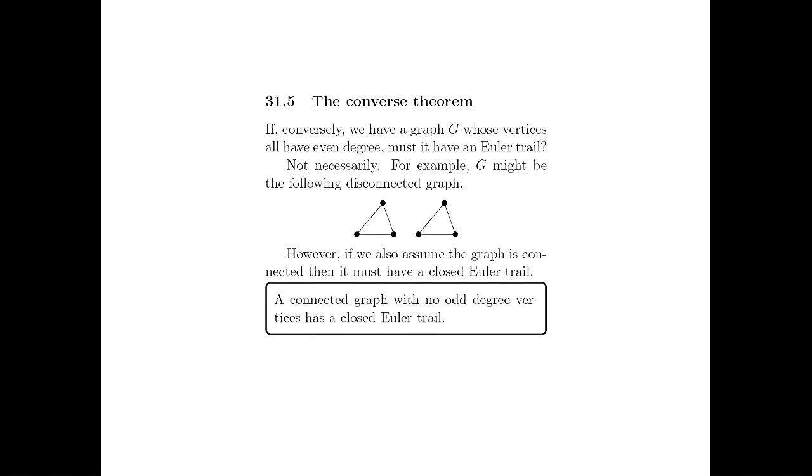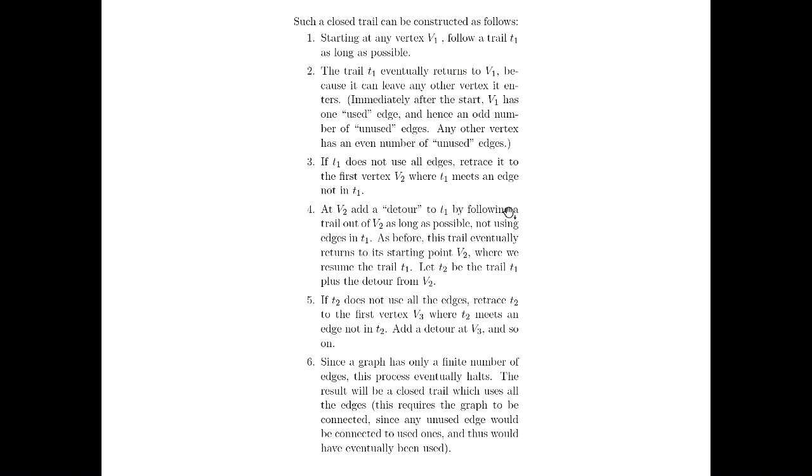Now, how would you prove something like that? How would you show that you always have a closed Euler trail? Well, you need to have an algorithm, basically. Well, you don't need to, there would be different ways to do it. But in this case, we can give a method that will always find a closed Euler trail in a connected graph with all even degree vertices. So that's what it looks like in the notes. There's a lot of words there, but it's actually not that complicated.